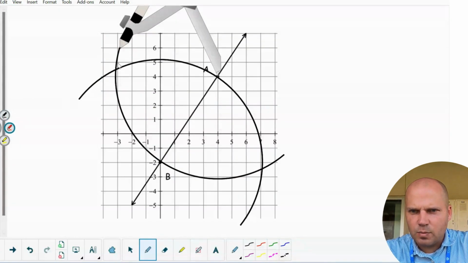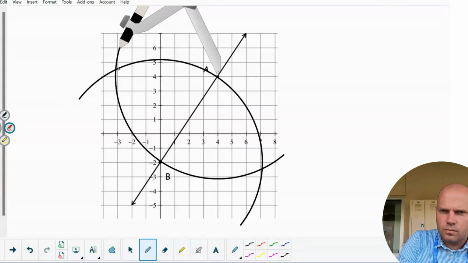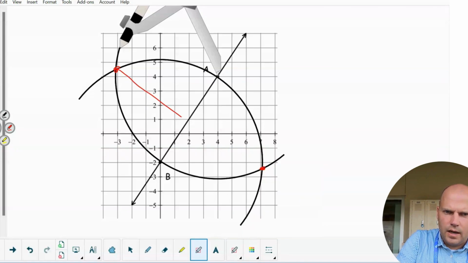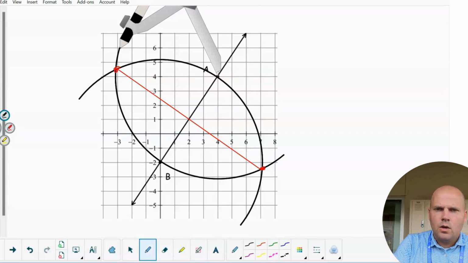And I have this point here. I have that point there. And if I connect these 2 points with a straight line, we'll make it red, I have that line there. What is the slope of AB?